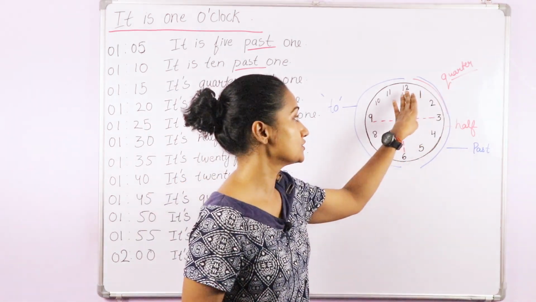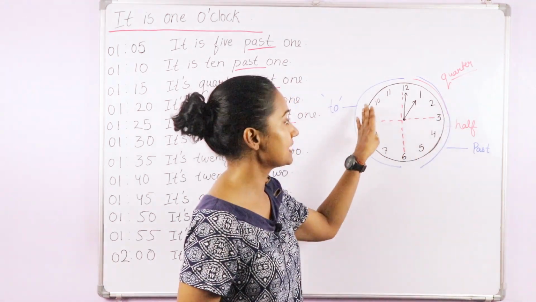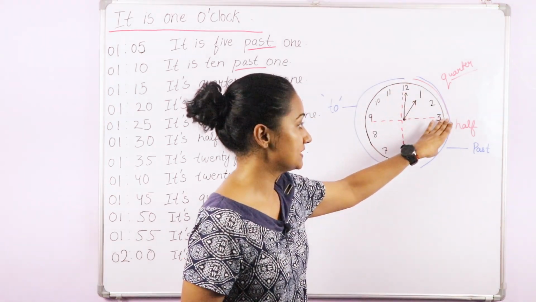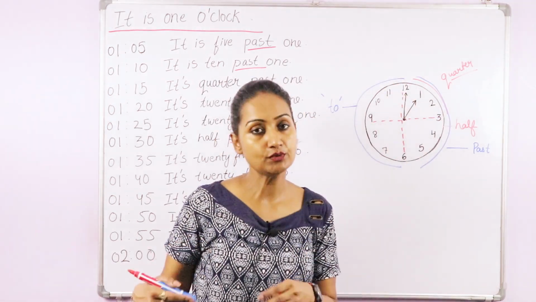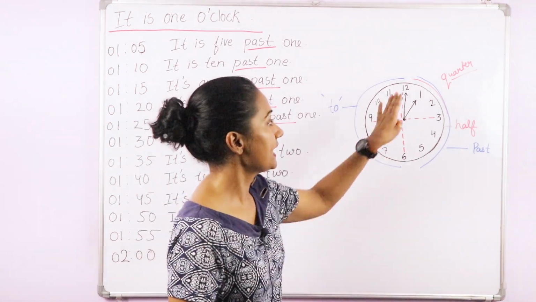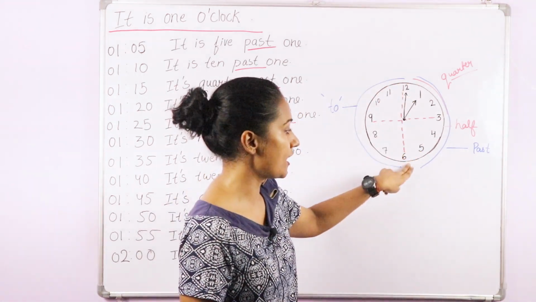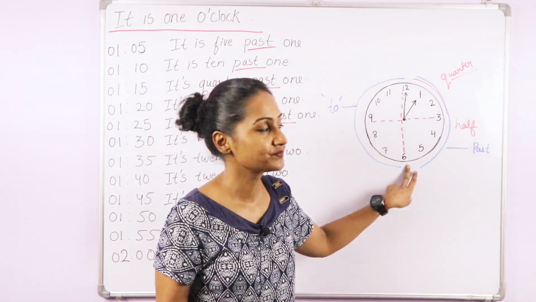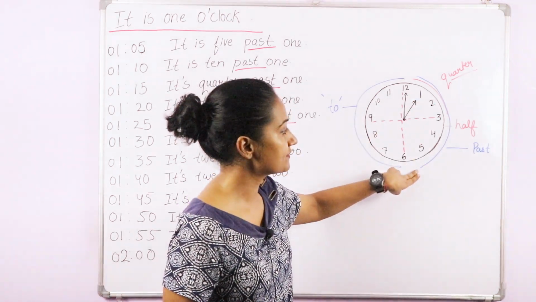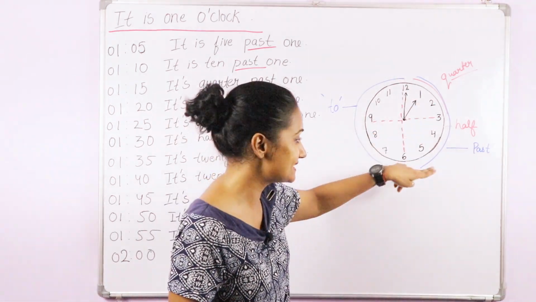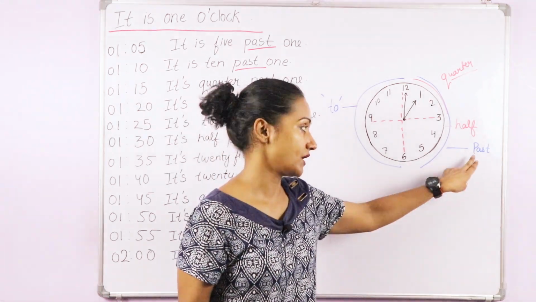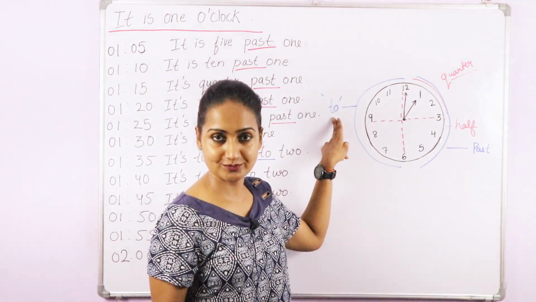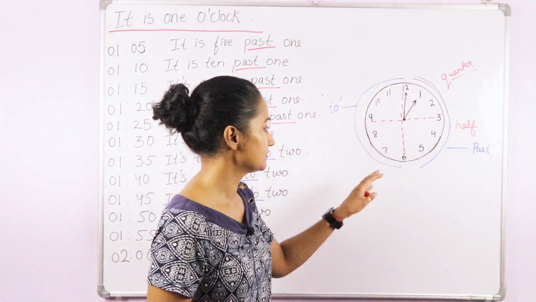Number 1, quarter: 12 to 3, 3 to 6, 6 to 9 and 9 to 12. For this, if the minute hand is somewhere here, here, here, then we will use quarter. Okay, and if it's here, then this is a half. So we will not use 30 minutes, we will use half. Okay, and for this half, if the minute hand is somewhere in this area, then we're going to use past, and if it is in this area, then we're going to use to. Now let's see how we tell the time.